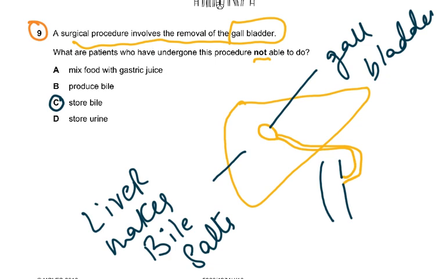So basically, what are patients not able to do? They are unable to store bile. So the bile directly drains into the small intestine. The bile has to drain because it's formed in the liver. So it just is not stored, but it continually keeps on draining into the small intestine.